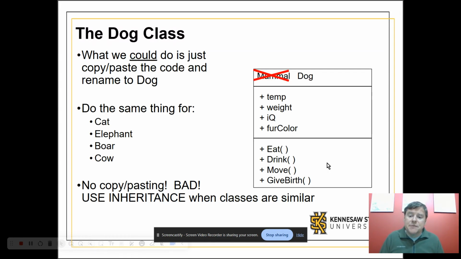All right, so let's take an example. Imagine we had a dog class and a mammal class. Well, we start off with a mammal and we say, what things does a mammal have? Well, it has temperature and weight, IQ, and fur. It knows how to eat, drink, move, and give birth. Those are the things that mammals can do. And then we decided we want to create a dog class. Well, one option is we could just make a copy of the mammal class and just copy all of that code into the dog class.